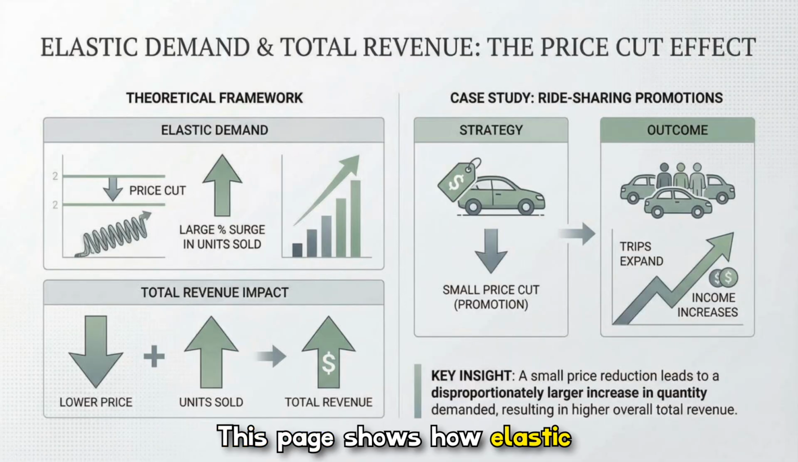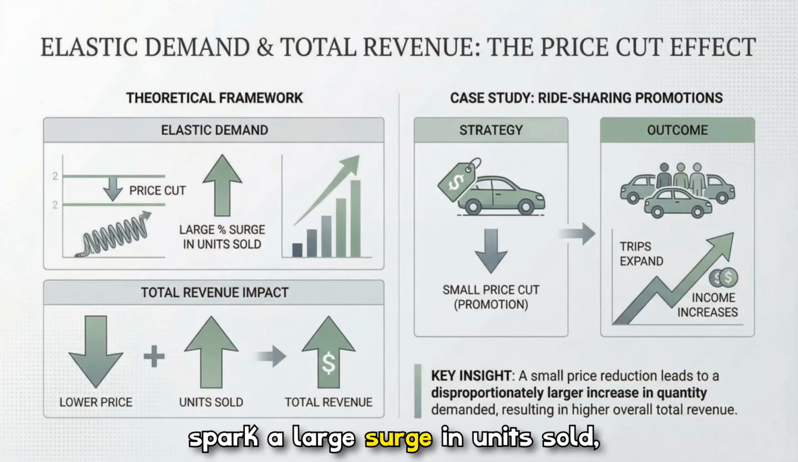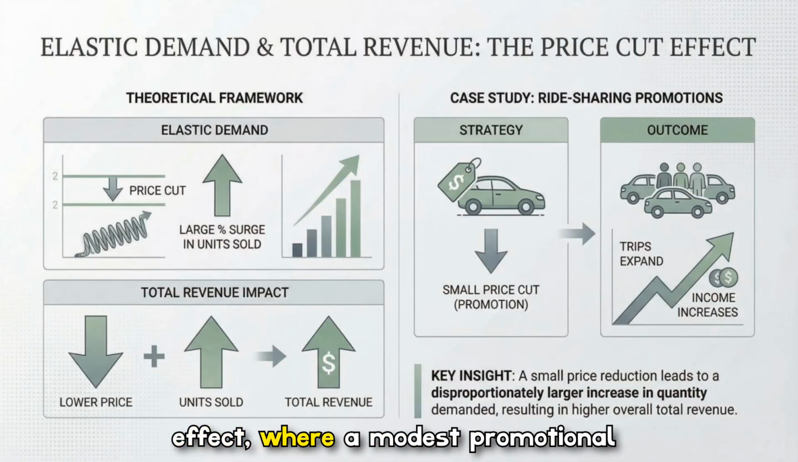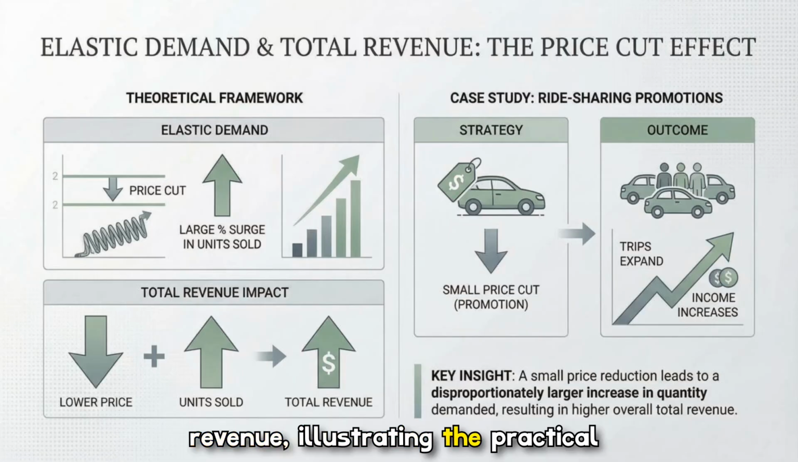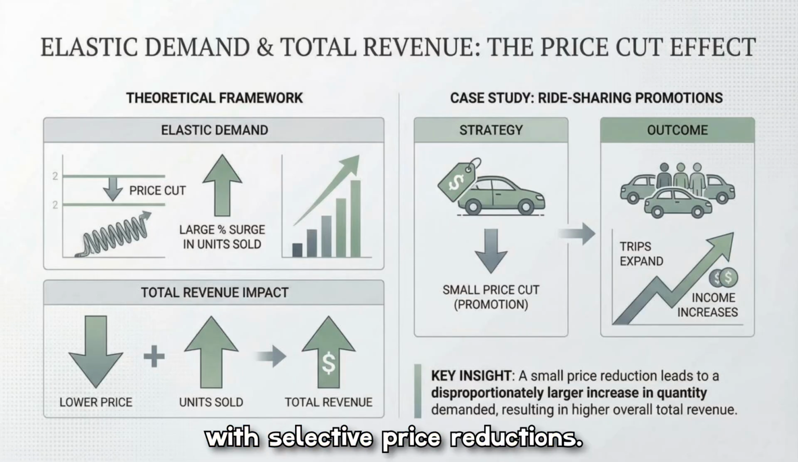This page shows how elastic demand links to total revenue when prices change. A small price cut can spark a large surge in units sold, often boosting overall revenue. The ride-sharing case highlights this effect, where a modest promotional discount expanded trips enough to increase driver income and platform revenue, illustrating the practical power of targeting elastic segments with selective price reductions.